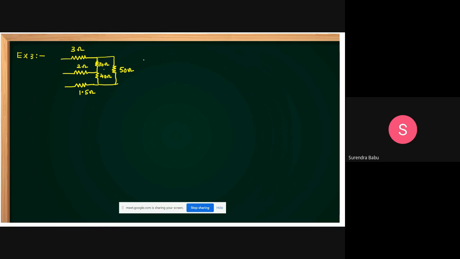Then you find the resistance between R and B. Let this be R, this B, this Y. You find the RB resistance, and also the resistance between B and Y, and the resistance between R and Y. These resistances you want to calculate.